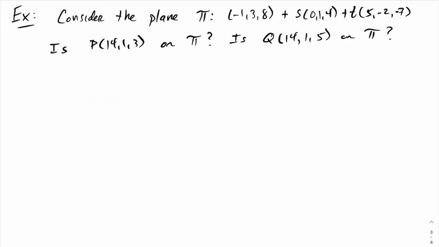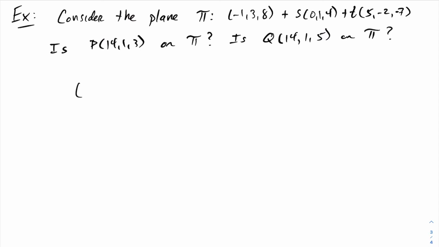All right, so in this next example, I want to look at the plane that we created in the previous example. So using this plane, we want to ask, is the point P on the plane? How about the point Q? So what does it mean for a point to be on a plane? Well, for a point to be on a plane, it must mean the following.